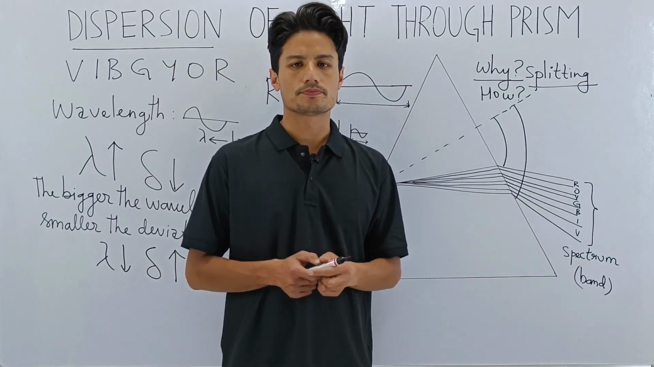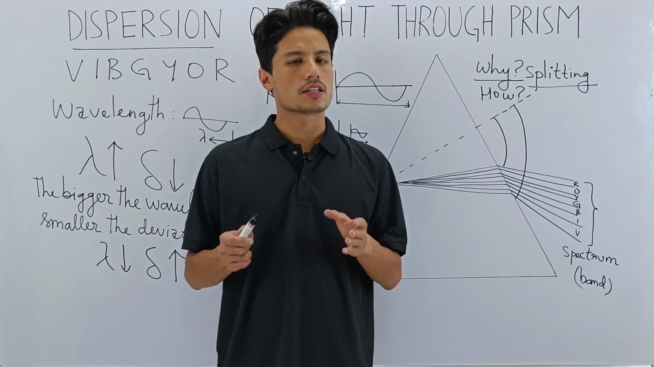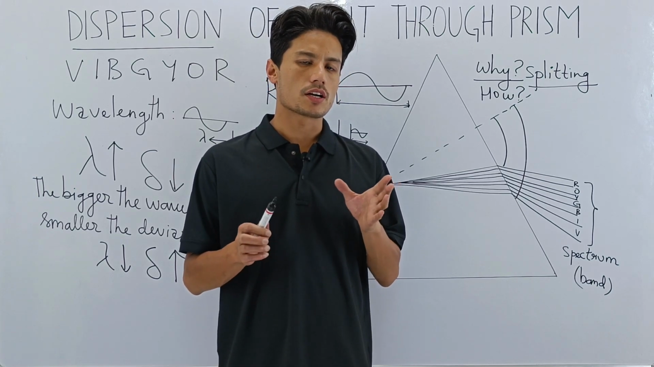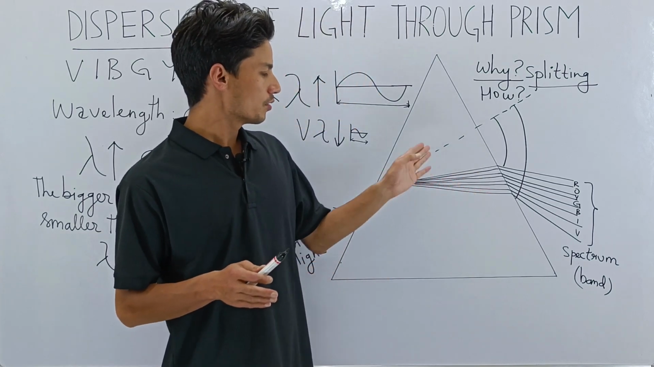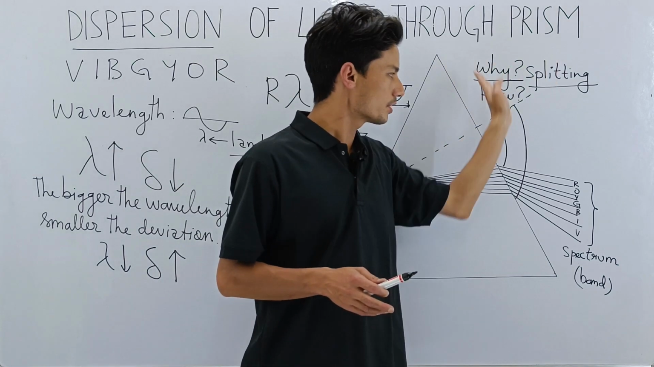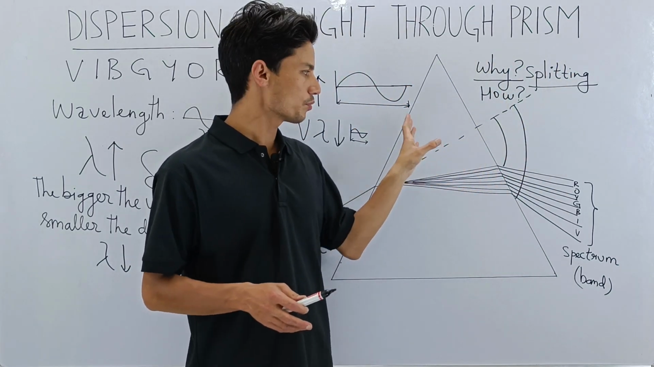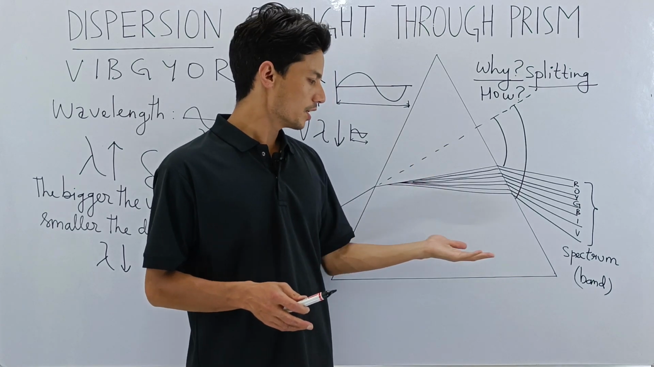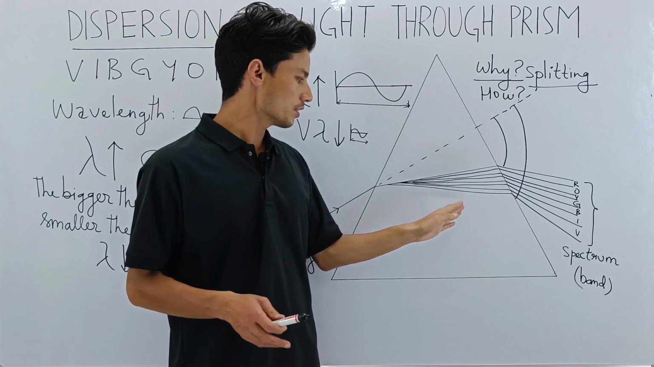Now we will go to the next topic, which is recombination. In this topic we will draw 2 prisms. One will be like this, and the other I will draw inverted. Let's see what happens when we take 2 prisms, one oriented normally and the other oriented opposite to the first.